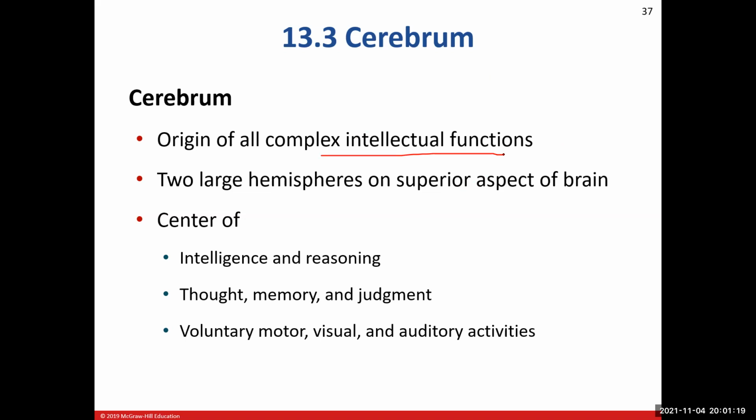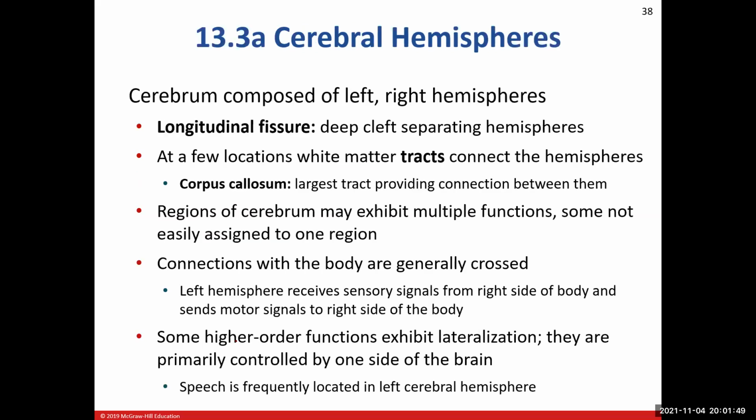Things like higher order learning, reasoning, judgment, decision making, planning, critical thinking are a couple of those things, but also voluntary motor control, taste, touch, vision, hearing, all of that is going to be located in the cerebrum here. All right, so when we're looking at the cerebrum, you notice that it has two hemispheres, a right and left cerebral hemisphere. Those right and left cerebral hemispheres are separated by the longitudinal fissure.